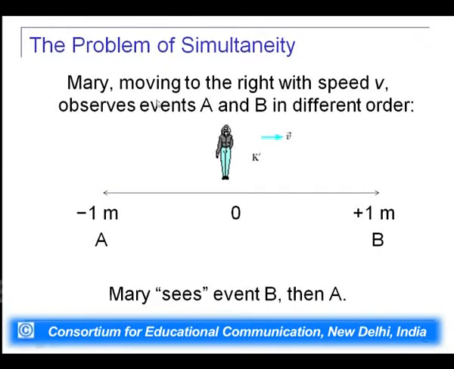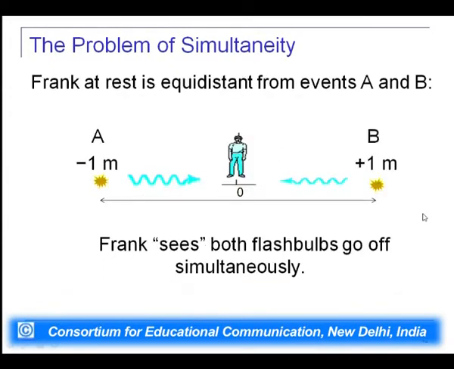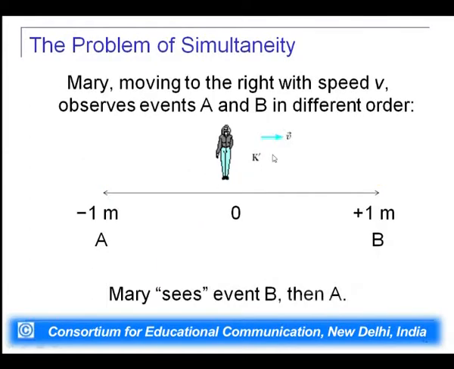Then the problem of simultaneity again. Mary moves to the right with the speed v, and this is the moving frame. Previously we defined this as the static frame, but here the observer is moving with the velocity v. Then what will happen? Event B is seen quickly, but event A is seen later, because she is moving along toward event B. That is why she observes this event compared to the other event.